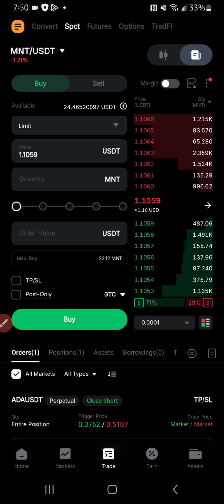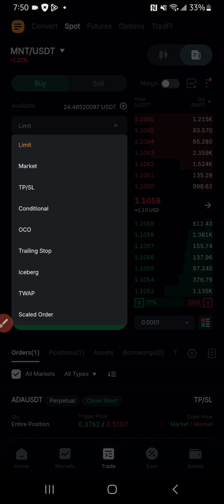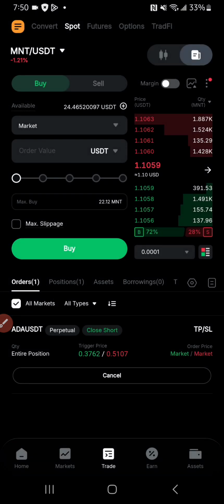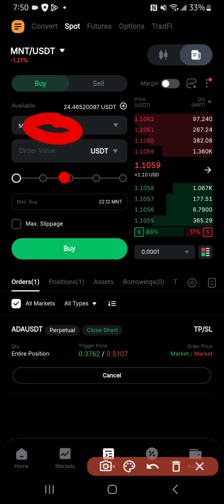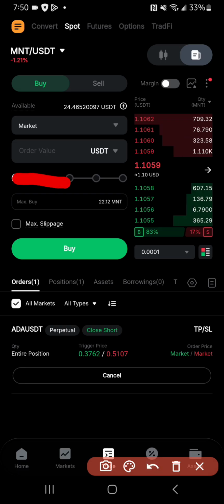Then all you will need to do is to buy using market order. I do prefer using market order. This will get your trade triggered instantly without having to wait any much longer. So change this section to market order, apparently. Then you set in your value.